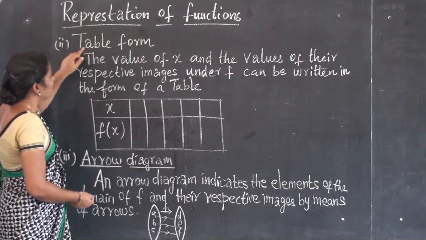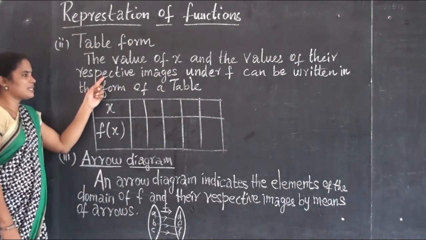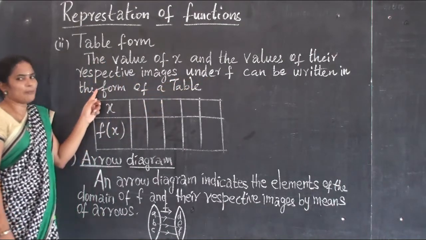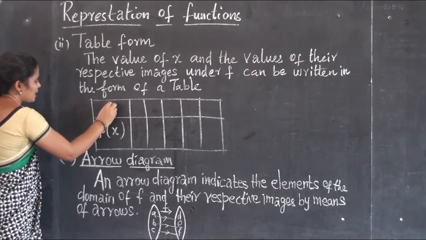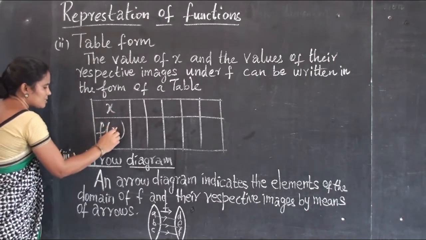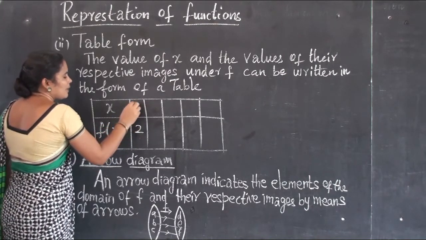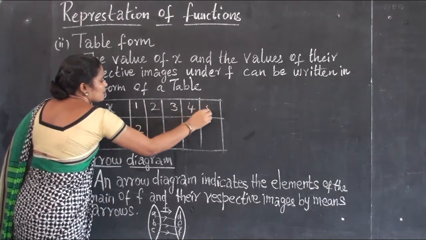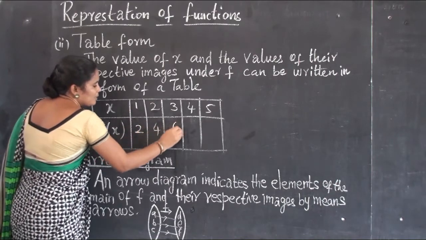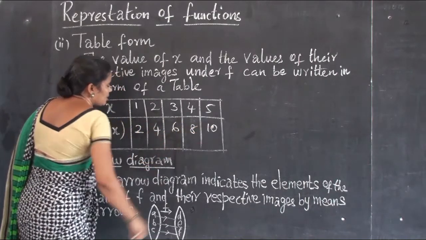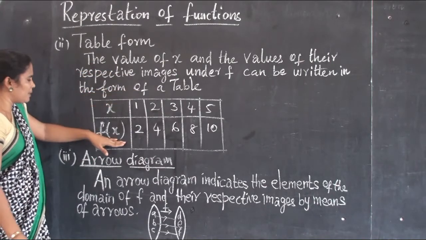In the second form, the table form, the values of x and the values of the respective images under f can be written in the form of a table. In the first row we write x, and in the second row f of x, with the respective values. For x equal to 1, 2, 3, 4, 5, the values of f of x may be 2, 4, 6, 8, 10. So the respective images under f can be written in the form of a table.